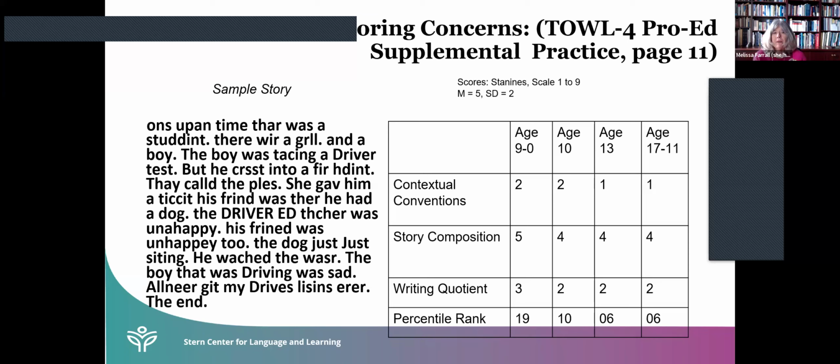Once upon a time, there was a student, there were a girl and a boy. The boy was taking a driver's test, but he crashed into a fire hydrant. They called the police. She gave him a ticket. His friend was there. He had a dog. The driver ed teacher was unhappy. His friend was unhappy too. The dog was just sitting. He watched the water. The boy that was driving was sad. He said, I'll ne'er get my driver's license ever.